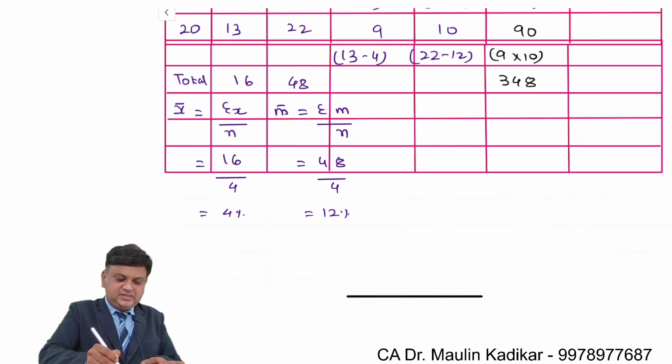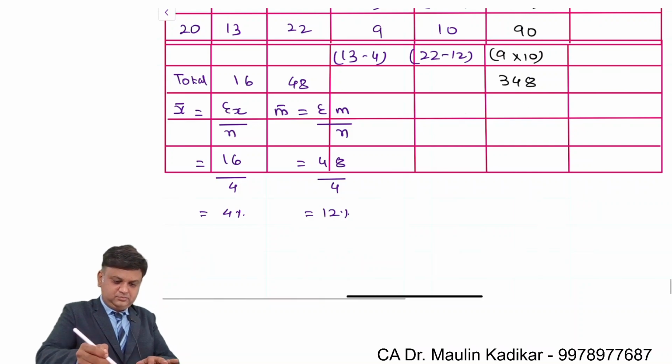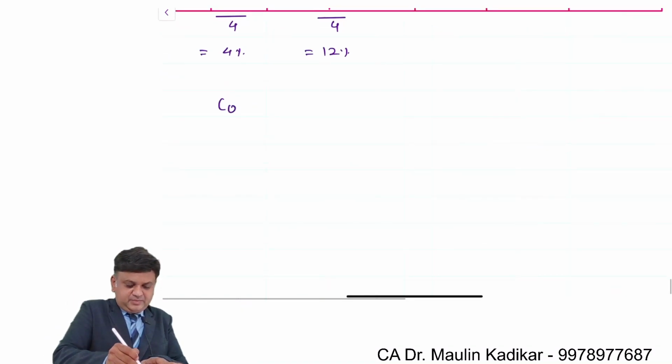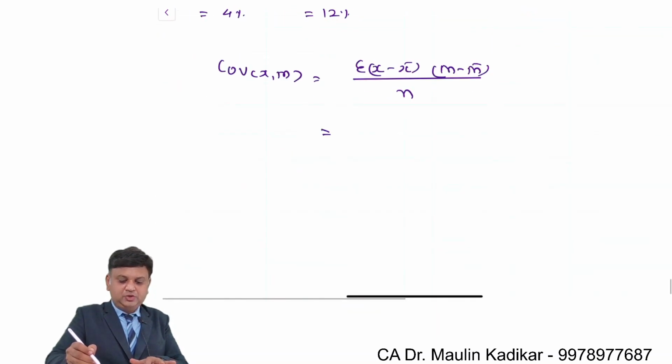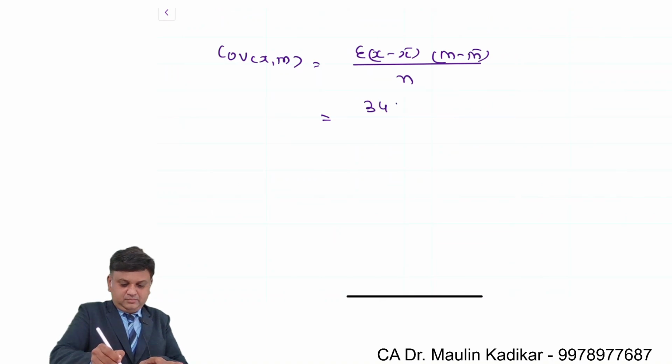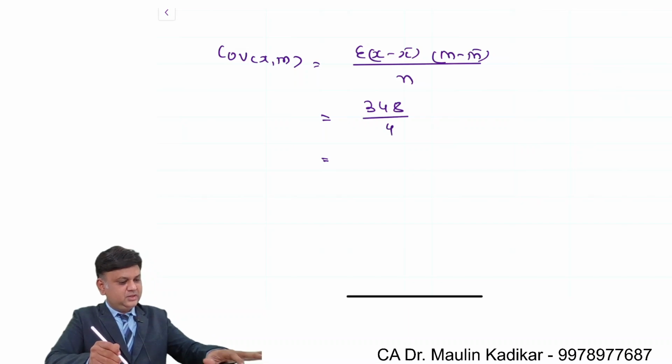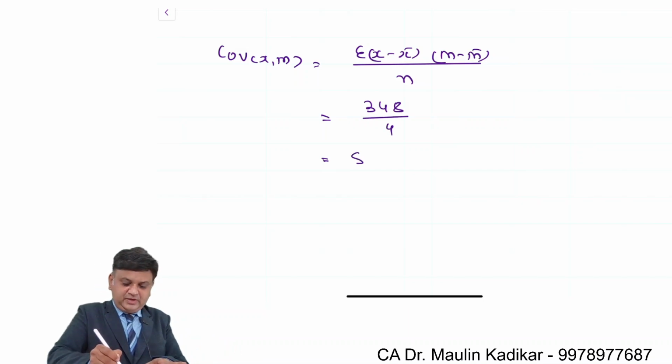Now we can compute the covariance. As far as the covariance is concerned, it is the covariance between x and m. It is summation x minus x bar into m minus m bar divided by number of years. So it is 348 divided by 4. And the answer is 87. That is the covariance.